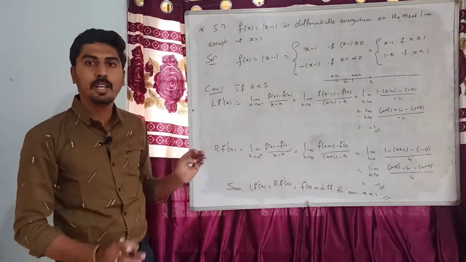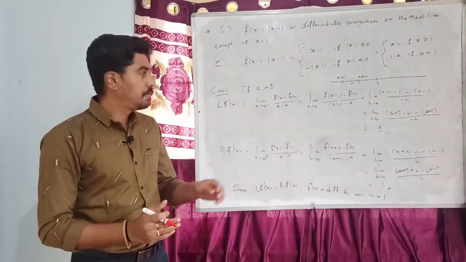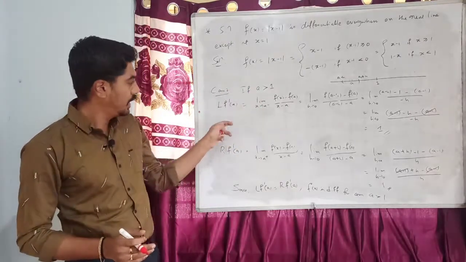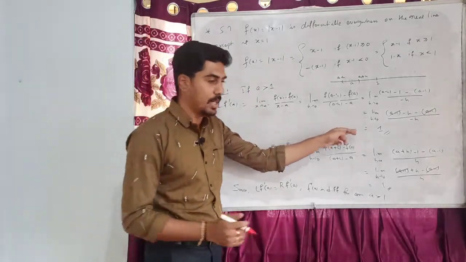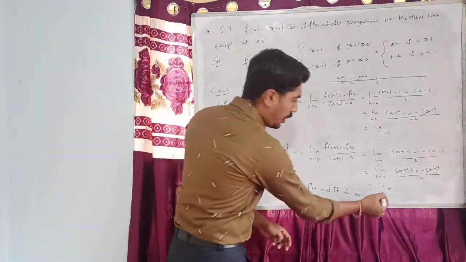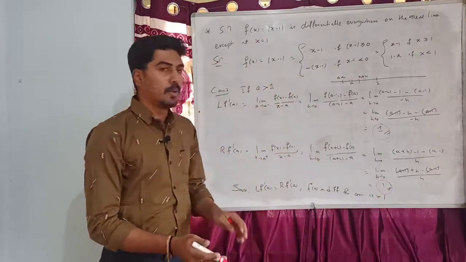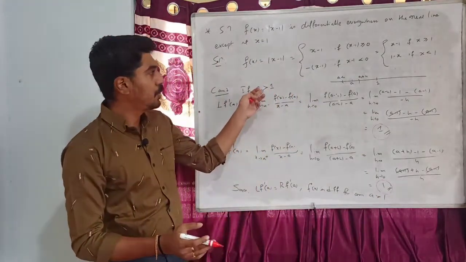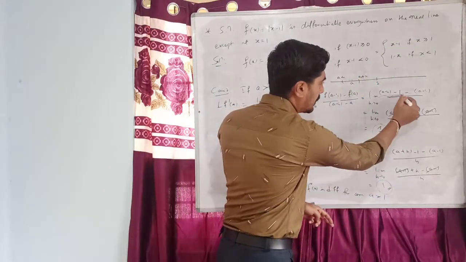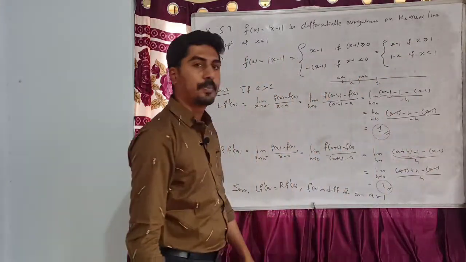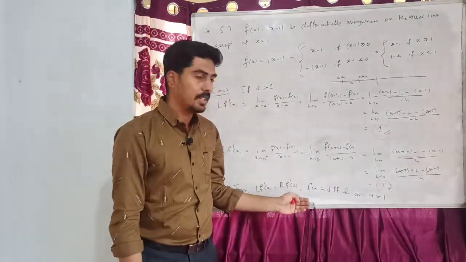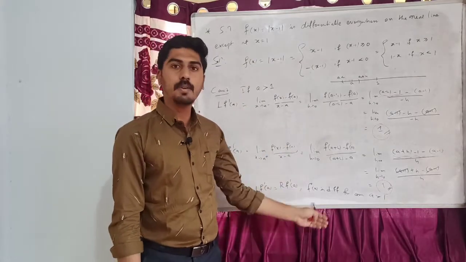Similarly, if we check the differentiability at a point a greater than 1, we get the left hand derivative as 1 and the right hand derivative as 1. The only difference is that for any value a greater than 1, the function is defined as x minus 1. This is the difference. Since the left hand derivative is equal to the right hand derivative, the function is clearly differentiable for any value a greater than 1.